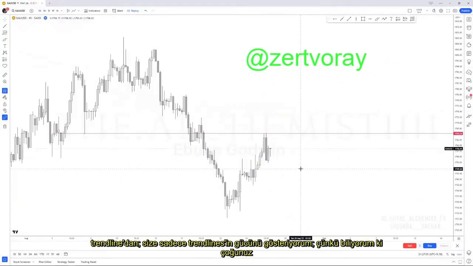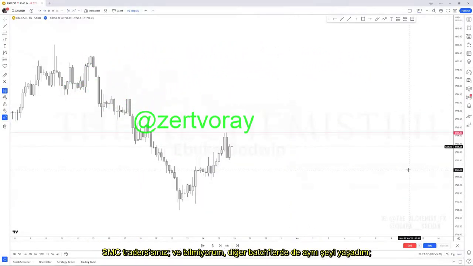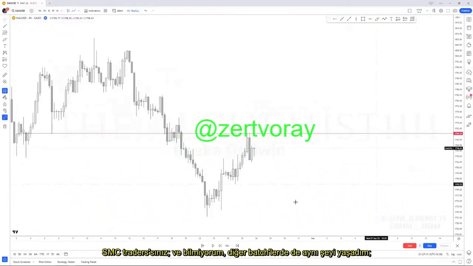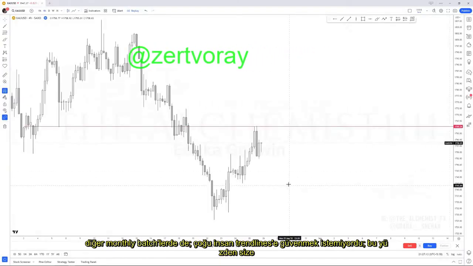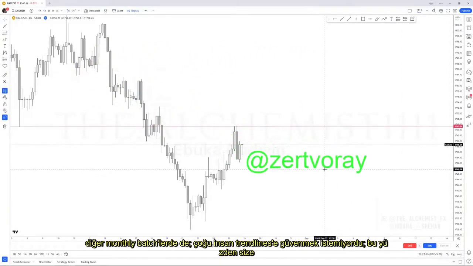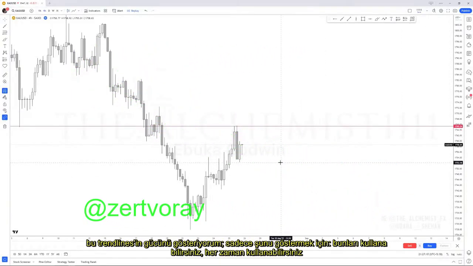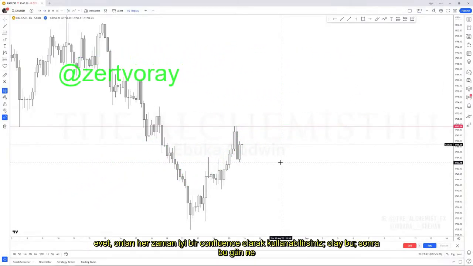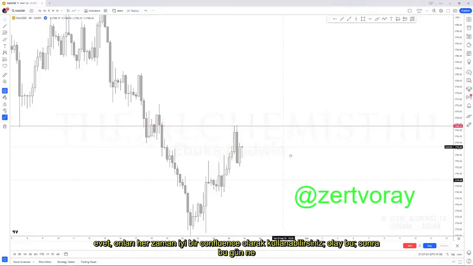Now, I'm only showing you the power of trend lines because I know most people were SMC traders. And I had this with the other monthly batches as well. Most people did not want to trust trend lines. So I'm showing you the power of these trend lines, just to show you that you can use them. You can always use them as a good confluence.